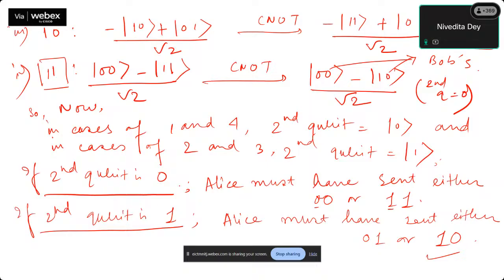So if the second qubit is 0, Bob infers that Alice must have sent either 00 or 11. And if my second qubit is 1, that means Alice must have sent either 01 or 10. Okay.